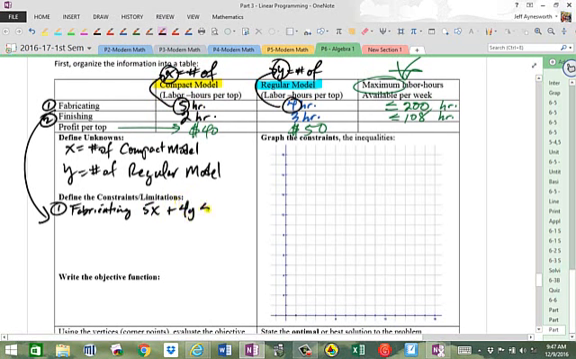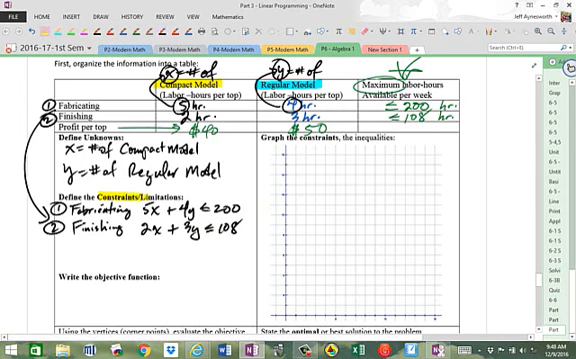Now the second constraint is for the finishing. For the compact model, it takes 2 hours times whatever x is. X stands for the number of compact models. So 2 times x plus 3 times y, that's got to be less than or equal to 108 hours for the finishing. Can't go over 108 hours. And that's why it's a limitation or a constraint. That's where these names come from, because you cannot go over that. It's a maximum number.